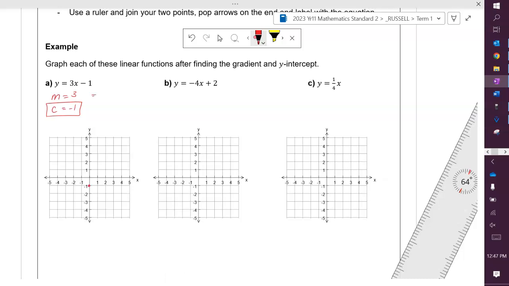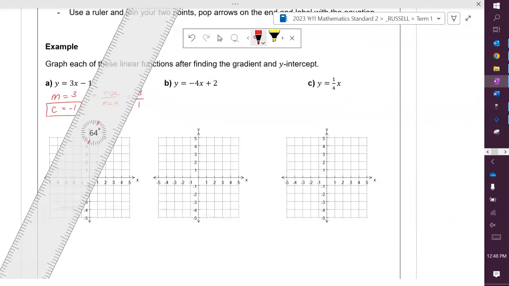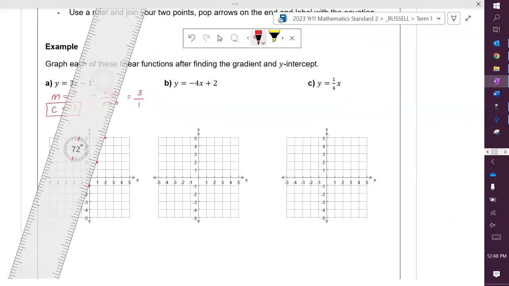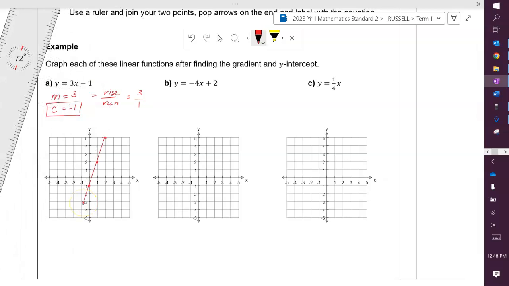And then this means rise over run. So if it's a rise of 3, it's a run of 1. So any number just means that the run has to be 1. So from this starting point of my y-intercept, I'm going to rise 3, 1, 2, 3, and run 1 across. That will be my next point. And I'll go again, 1, 2, 3, 1 across. We always do 3 points because it's a little bit more accurate than just doing the 2. And then we will draw in our straight line, put our arrows on the end, and label our equation.